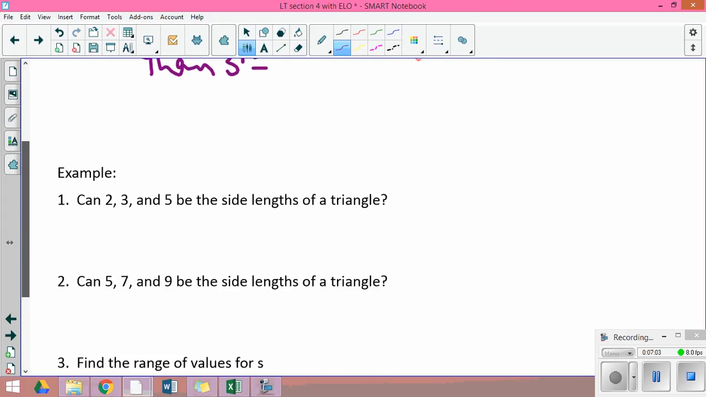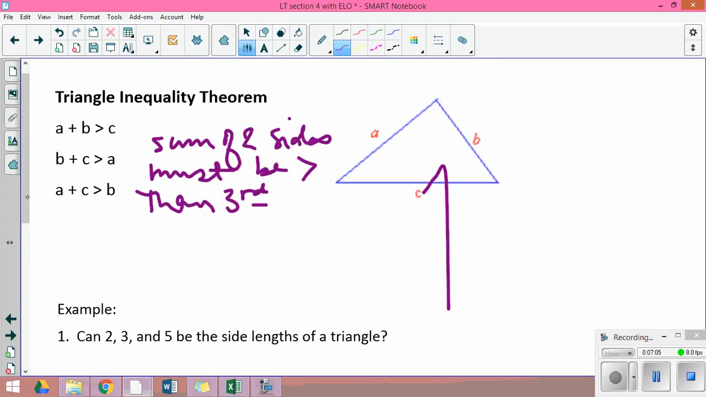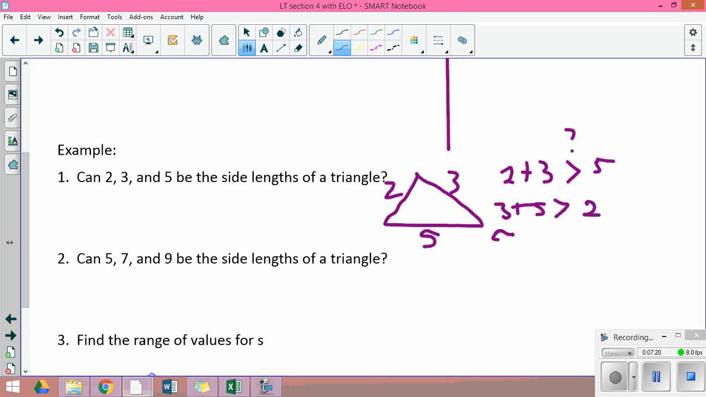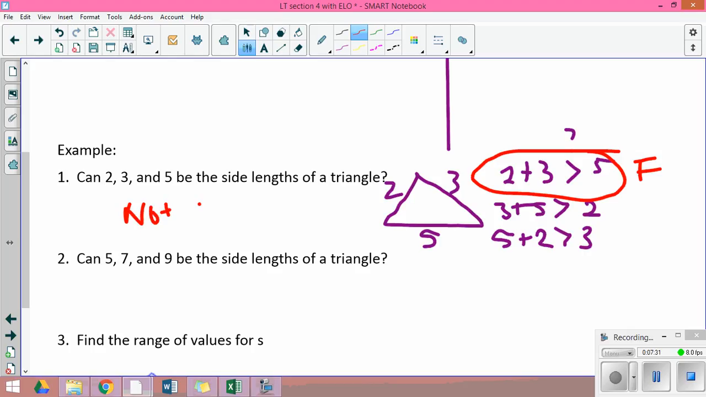2, 3, and 5. And I always like to draw pictures. So what I have to test is, is 2 plus 3 greater than 5? Is 3 plus 5 greater than 2? And is 5 plus 2 greater than 3? I must test all of them. They must all be true. Well, clearly, right here, this is false, not a triangle, because 5 is not greater than 5.